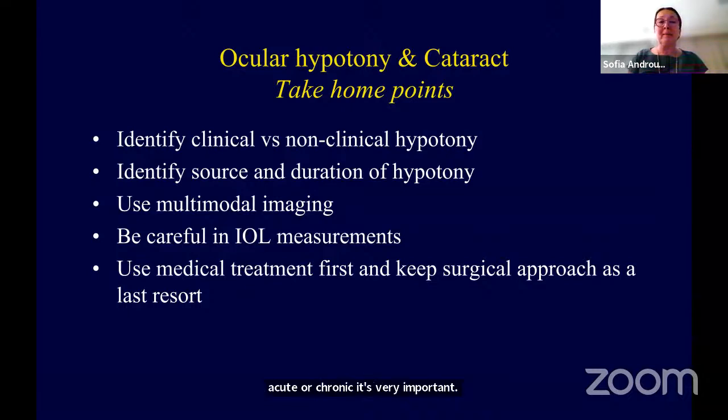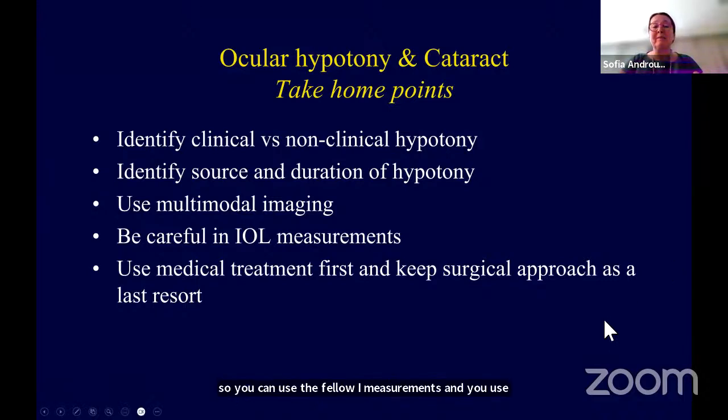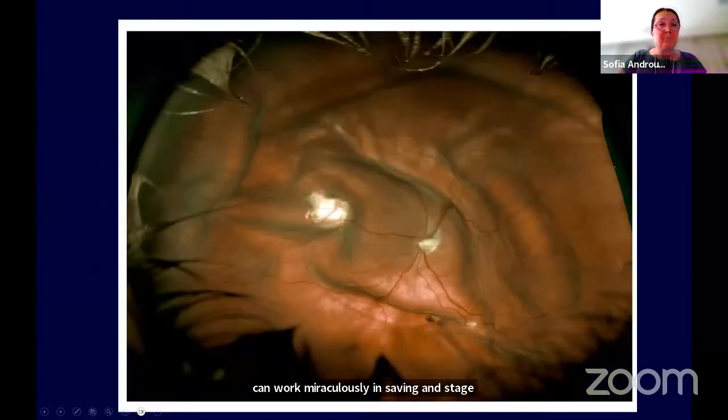Use multimodal imaging. It can save you, and it can help you set realistic expectations for your patient. You have to be very careful with intraocular lens measurements. Ideally, you wait till the eye gets back up, and then you measure the intraocular lens, or you can use the fellow eye measurements. And you use medical treatment first, and you keep the surgical approach as the last resort, because you have to remember nothing can work miraculously in saving an end-stage hypotonous eye. Thank you.